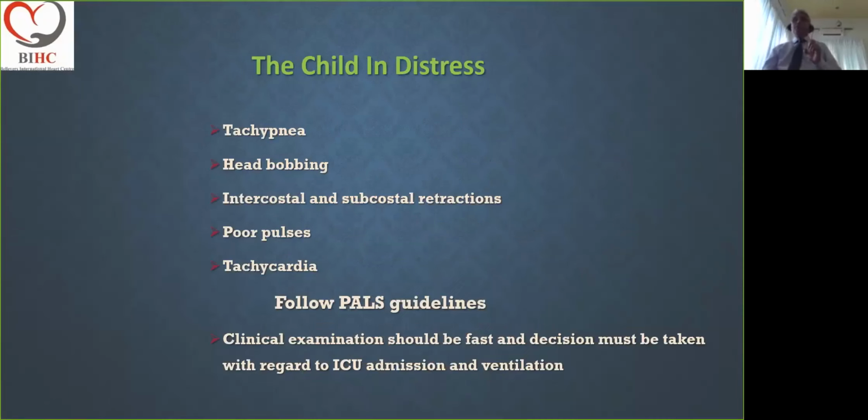From a cardiac standpoint, consider a child who is tachypneic. The respiratory rate that would be considered tachypnea depends on the age of the baby. If it is a newborn, it's more than 60. If it is an infant, it is more than 40. The number keeps coming down as the child ages. A baby with head bobbing is in serious trouble. A baby with intercostal and subcostal retractions needs a lot of attention.